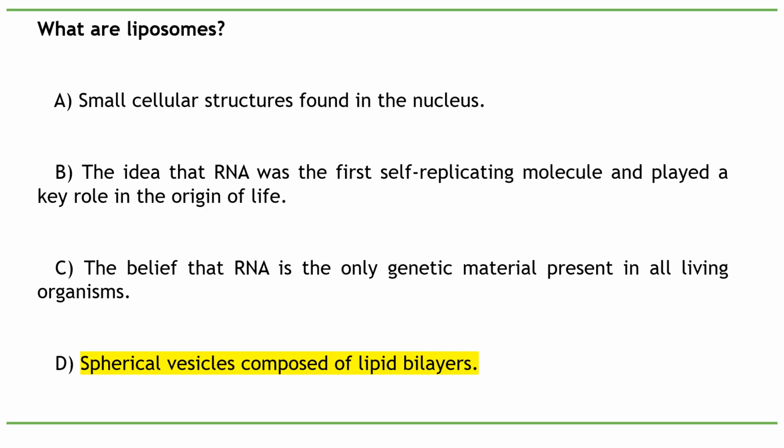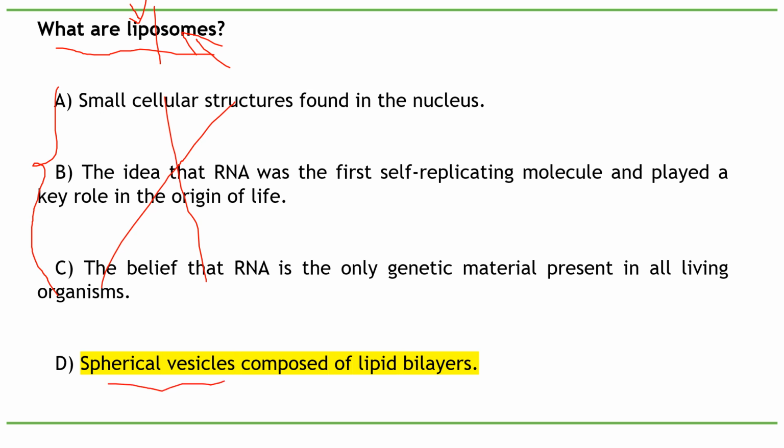So now I'm sure that you know that a liposome, if you divide it into two, comes from lipid, the first section, and soma means body. All of these questions related to DNA or RNA are wrong. They are spherical vesicles composed of lipid bilayers, and we will talk about a structure similar to this in future lectures. It was just an introduction.